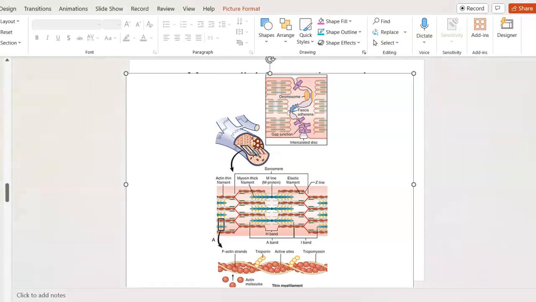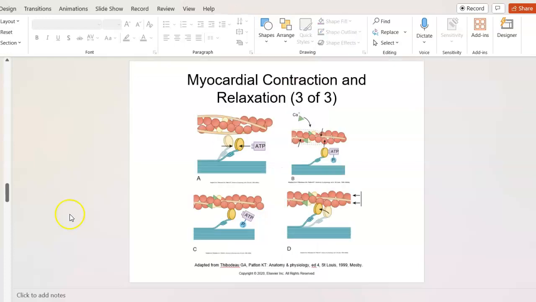So you can see here, my computer's so slow, I apologize. Okay, you can see this sliding. This little arm here will actually move the fibers and make them all shorten and move towards each other. And then it'll relax over time with the use of energy to allow it to stretch back out.